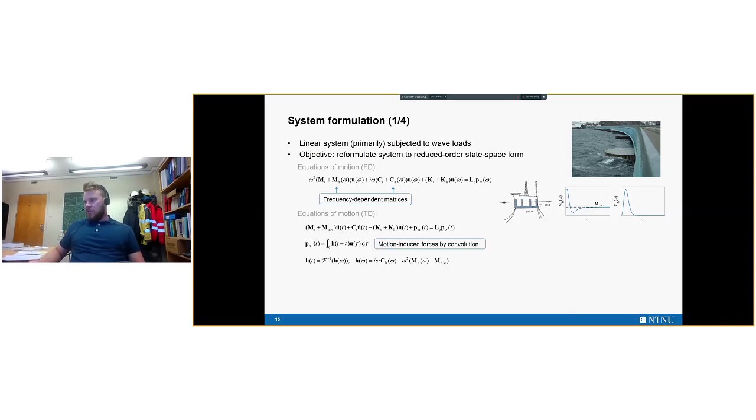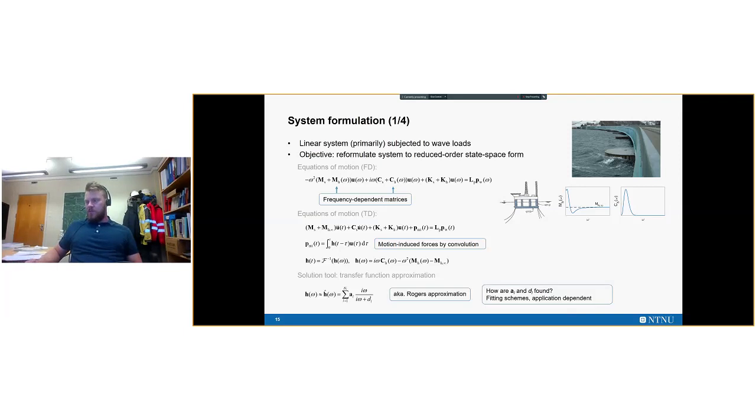If we convert the equations of motion to the time domain, we see that we have some terms that are given by a convolution due to this frequency dependency of the mass and damping. And this is the biggest challenge we have in creating a time invariant state space model of this bridge.